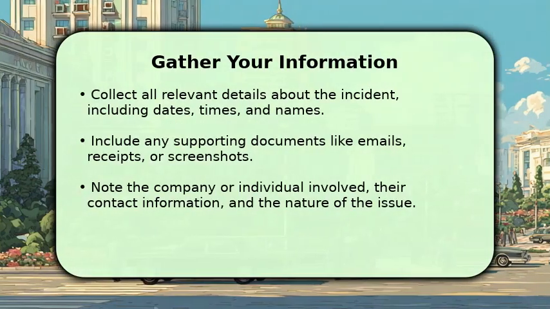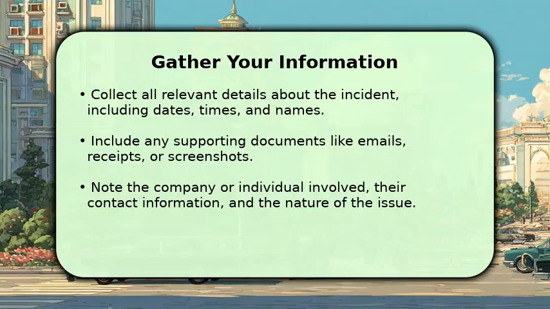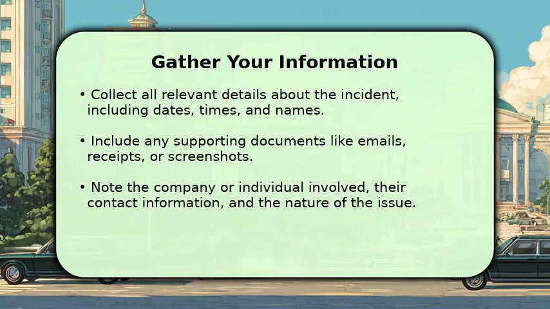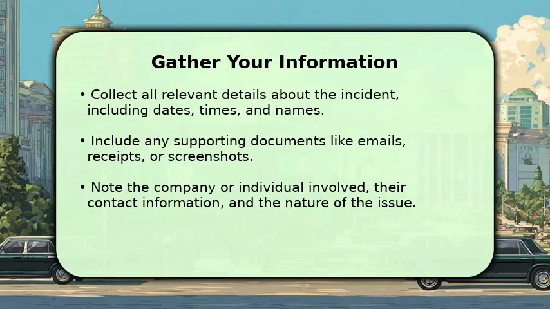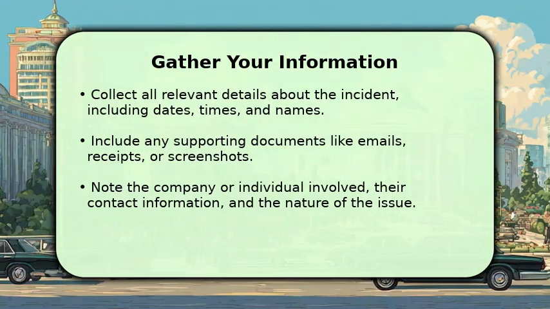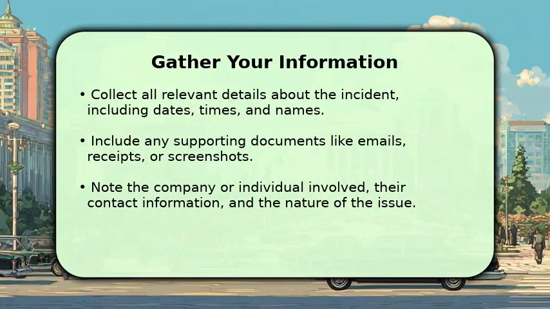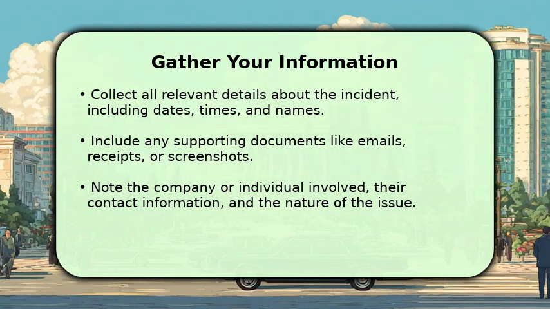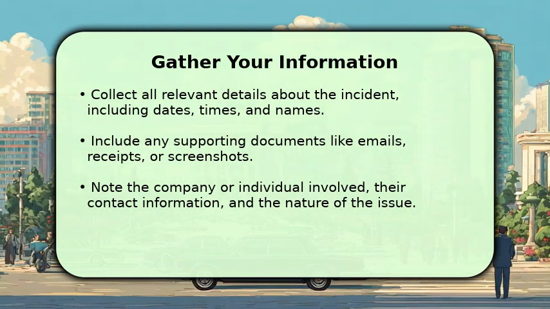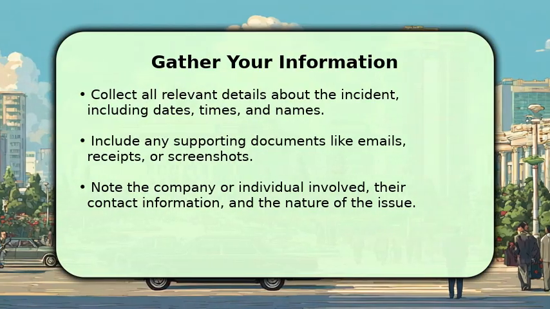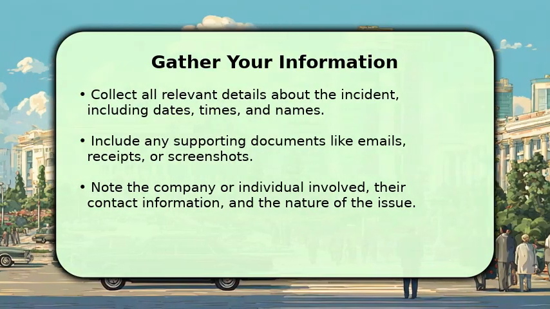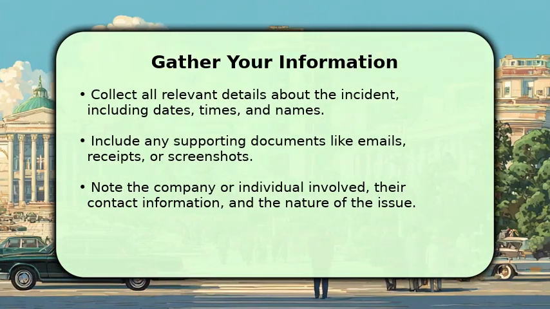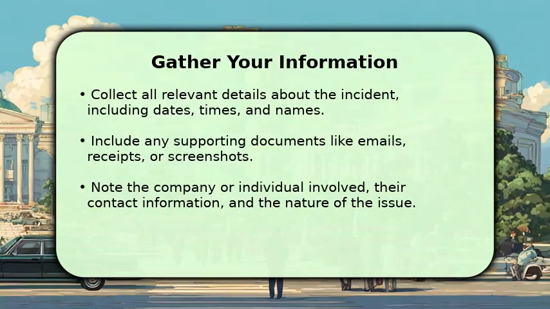Before you begin the filing process, it's crucial to gather all pertinent information related to your incident. This includes specific dates and times when the event occurred, the names of any individuals involved, and the full name and contact details of the company or organization. Additionally, collect any supporting documentation you might have, such as emails, text messages, receipts, or screenshots. Having these details readily available will make the complaint process much smoother and more effective, providing the FTC with a clear picture of the situation.